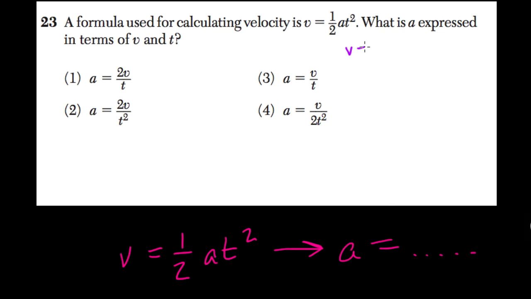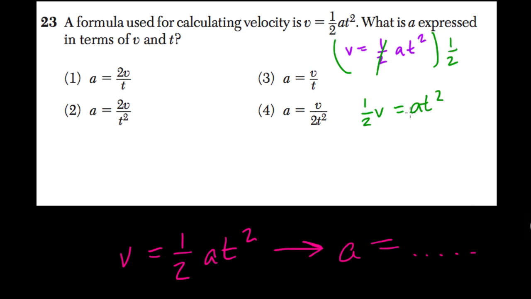Well, let me rewrite it up here. V equals 1/2 at squared. So now I'm solving for a, even though I won't get a numerical value. So the first thing I'll do is multiply both sides by 2, because I want that 1/2 on the other side. So I'll multiply everything by 2. So 1/2 on this side, the 1/2 will cancel out. 2 times this side, and I get 2v equals at squared, right?